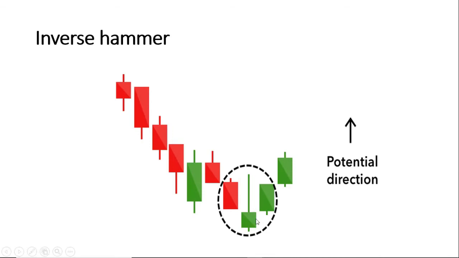So you have to wait for the confirmation. When you get a confirmation the next day, you will get a green candle. So that means you will take a buy order here and the potential direction is upwards. So the price will increase. So this is about the inverse hammer.